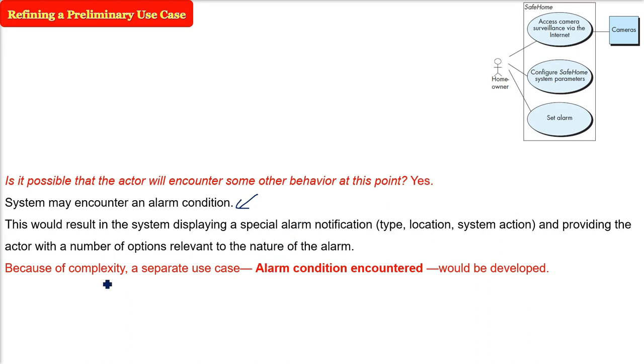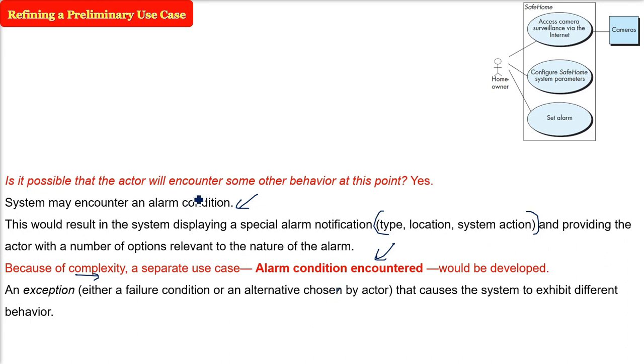Now, because of the complexity of this situation, we cannot just solve it here, because we have to see the different kinds of permutations and combinations. We have to make a separate use case that is called alarm condition encountered. I hope you got the idea. The answering of this question has created a new separate use case, because it has multiple scenarios that can be made, and a use case is all about capturing a scenario. So alarm condition encountered will be a different use case.